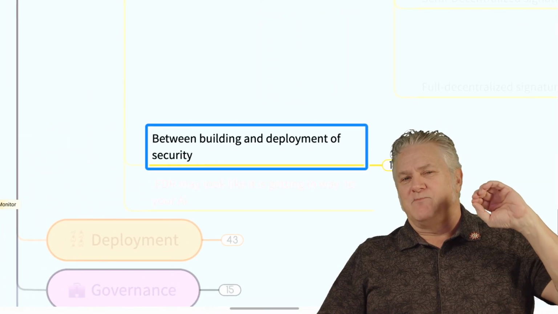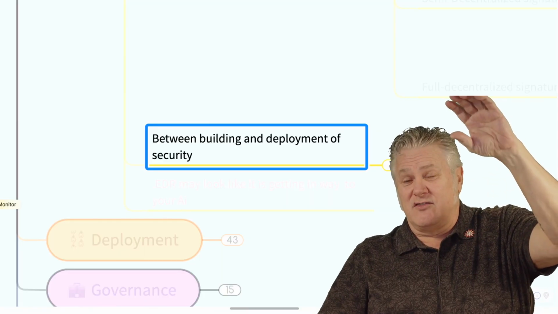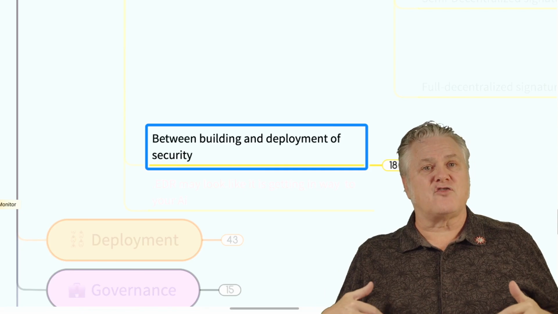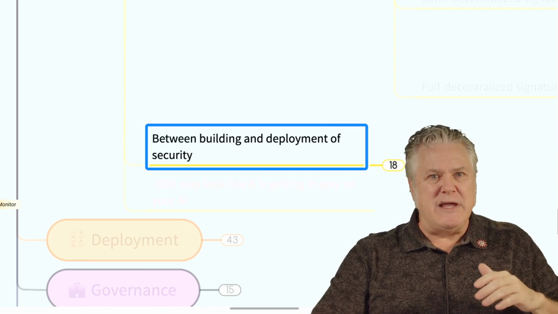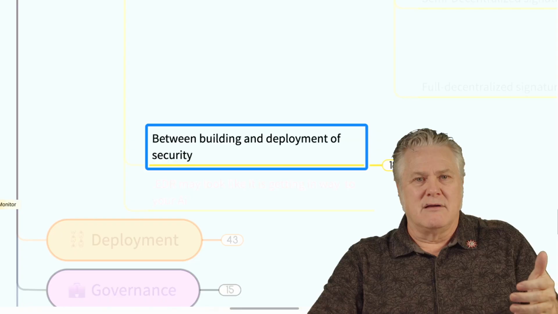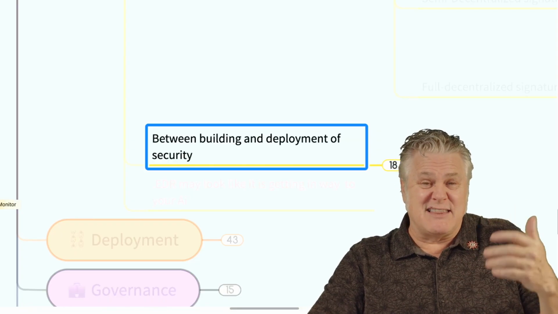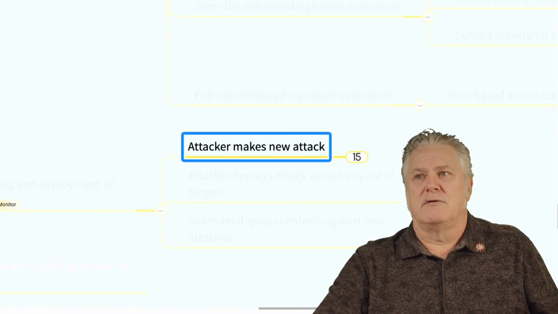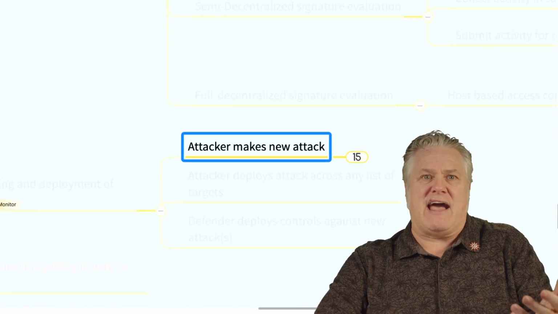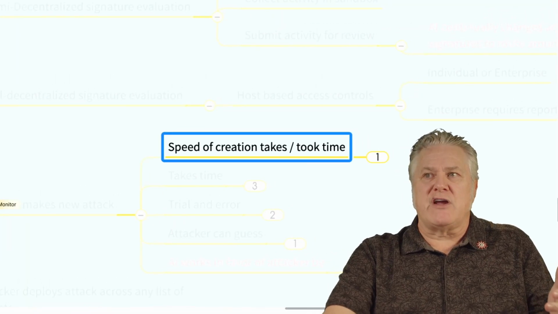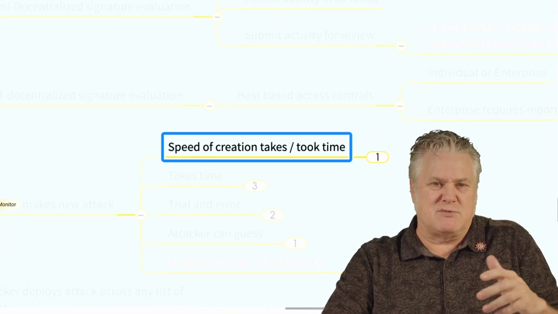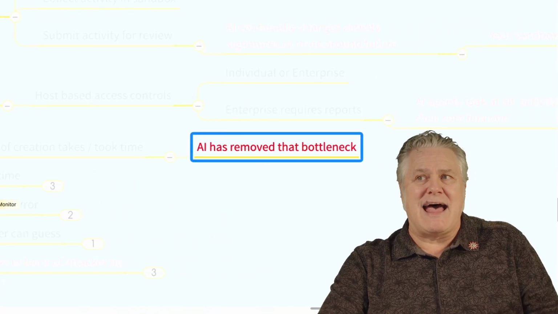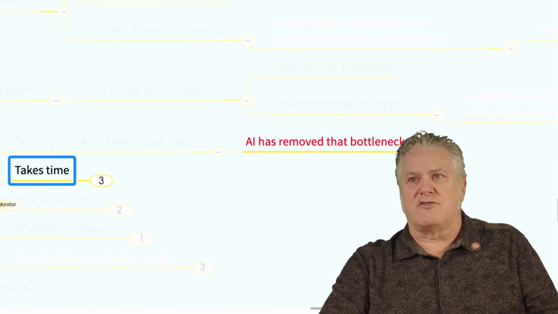So generally what we've got is things, and then we introduce the security for those things. But now we want to look at this from an adversarial standpoint. Between building the thing and putting the security on the thing, what happens? What do the attackers do? Attackers make new attacks all the time. The speed of creation took some time, but that's changed now because AI is removing that bottleneck for the attackers.